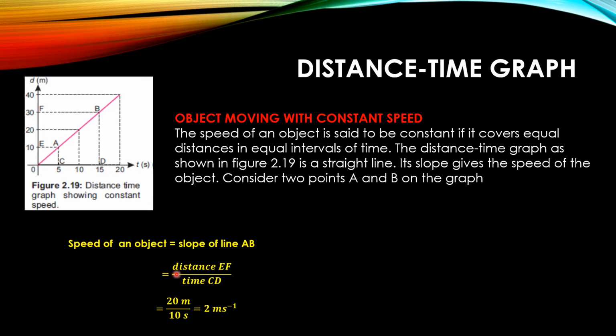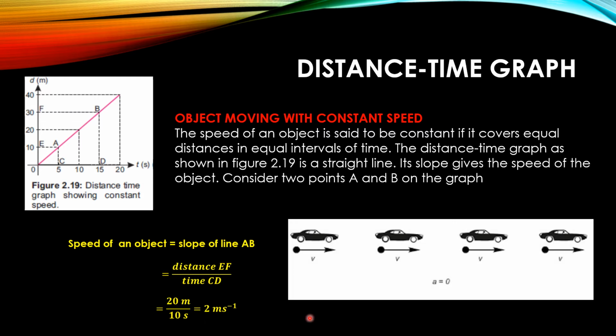So by using this formula, distance EF, which is y2 minus y1, divided by time CD, which is x2 minus x1, we will have 30 minus 10 divided by 15 minus 5, which is 20 meters divided by 10 seconds, and we will have the slope or the speed of the object, which is 2 meters per second. It is also showing a uniform speed. As you can see in the figure, a car is moving with uniform speed. It also shows that it has 0 acceleration.